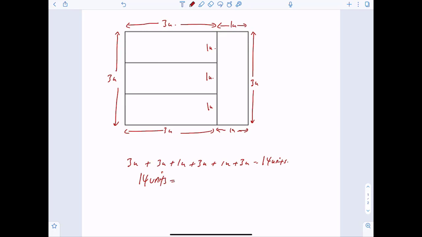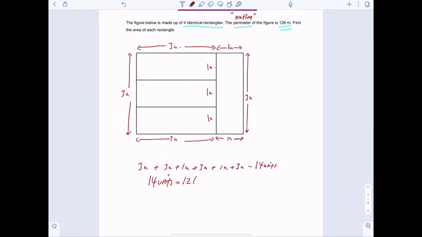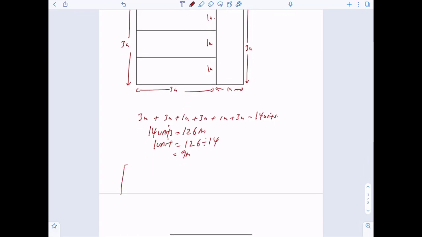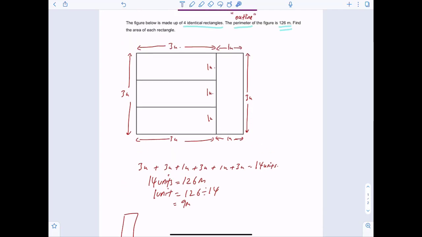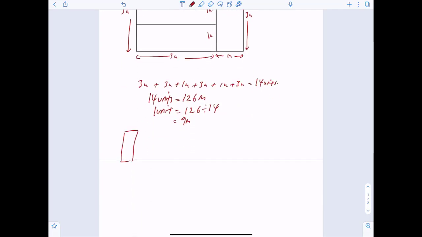That will be equal to 126 meters. We can proceed to find 1 unit of length. 126 divided by 14, we'll get 9 meters, which means that for the rectangle, which is what they want, on this side it's just 1 unit, which is 9 meters.